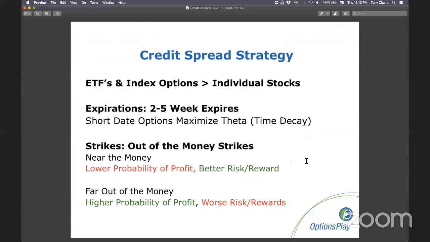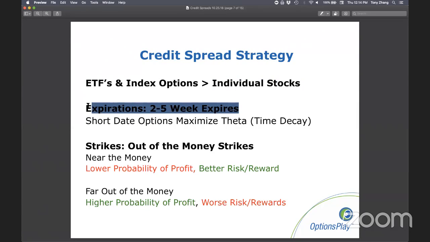So now that we've talked a little bit about the construction of credit spreads, I want to talk about generally how they're used. Number one, credit spreads tend to be better on ETFs and index options versus individual stocks. The only reason I say this is because ETFs and index options tend to have smaller jumps, so they don't tend to have big moves, because big moves really don't help credit spreads. Credit spreads work better when stocks don't move very much. So ETFs and indices tend to be the instruments that don't move as much.